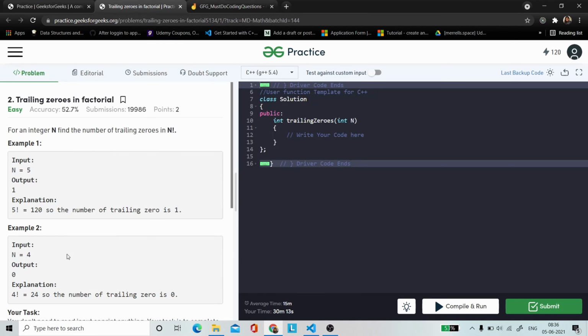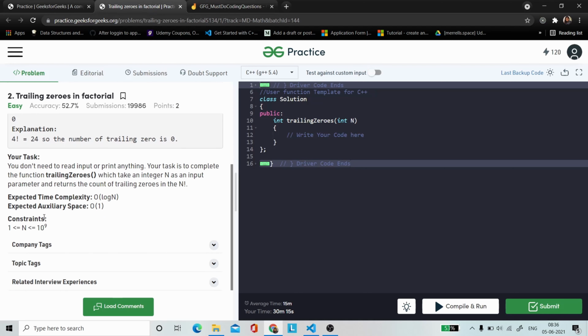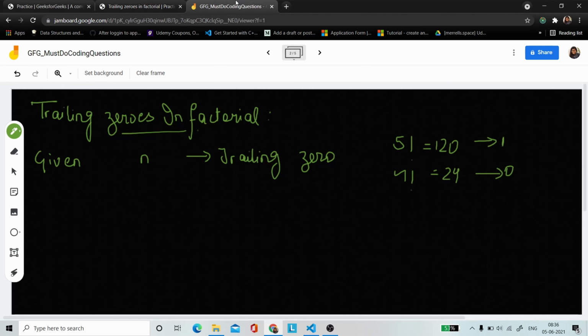Okay, and you have to find this number of trailing zeros in a certain time complexity. Let us have a look at what time complexity we have to do it in. So the expected time complexity is big O of log n, and without using any extra space, that is big O of 1. So this is the basic question.